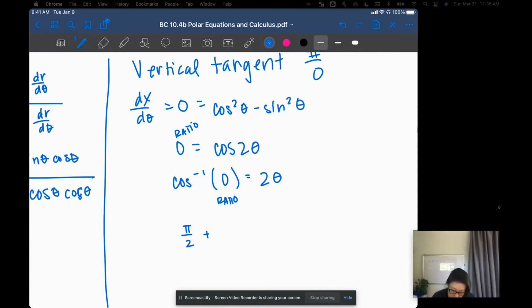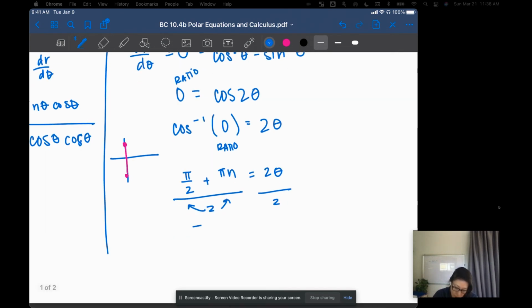So I'm going to put plus pi n, because this is the one time in a cosine ratio where it gives us an angle that is exactly 180 degrees apart. Okay, so you have pi over 2 plus pi n, and then to get theta by itself, we're going to divide by 2. Don't forget to divide into both terms. So I get pi over 4 plus pi over 2 times n is equal to theta.